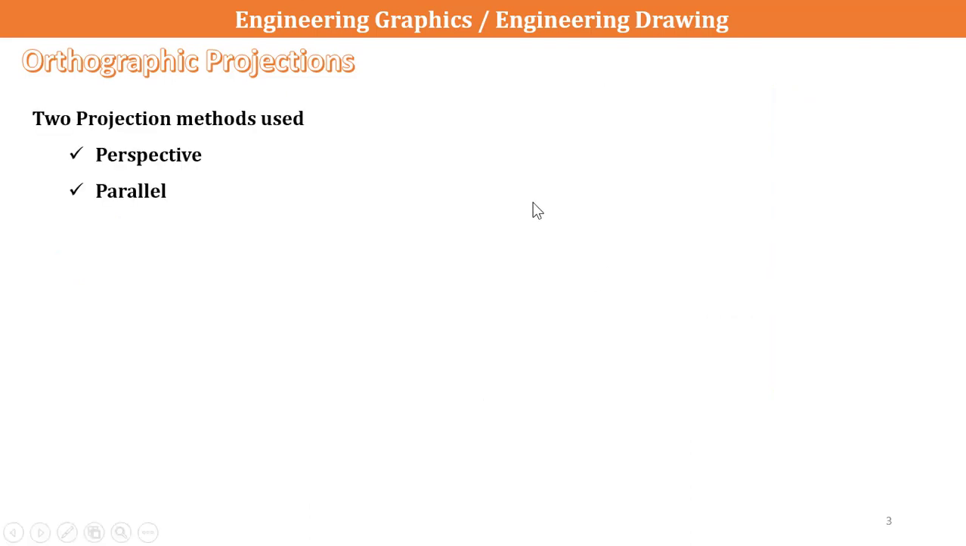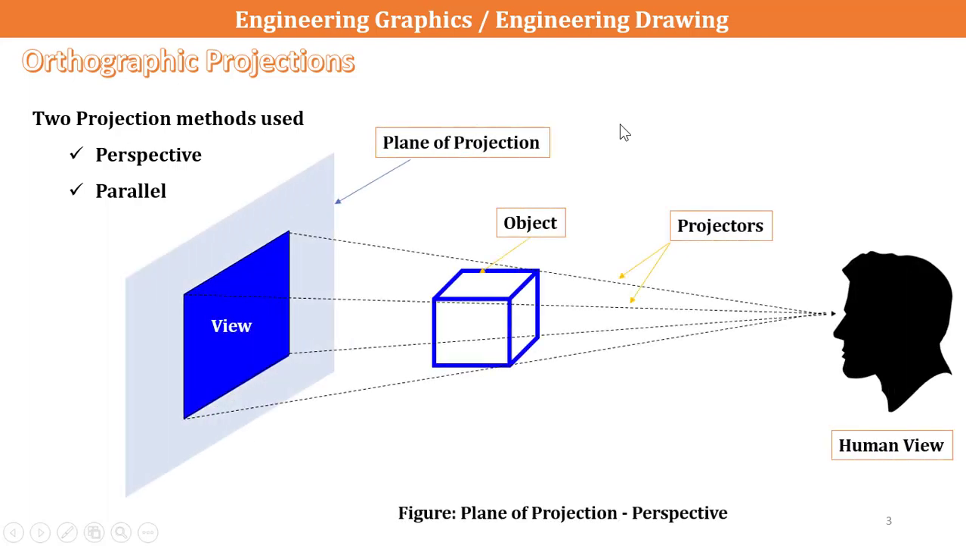Next, there are basically two projection methods which are used. One is the perspective method, the other is the parallel method. The example we saw at the start is a perspective. A perspective view consists of lines originating from one particular point, going at some particular angle. This is termed a perspective view. And the second one is the parallel view.